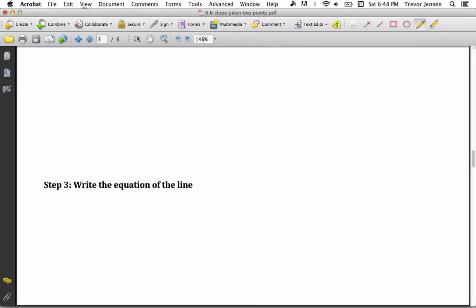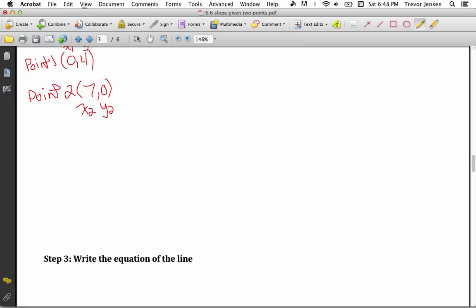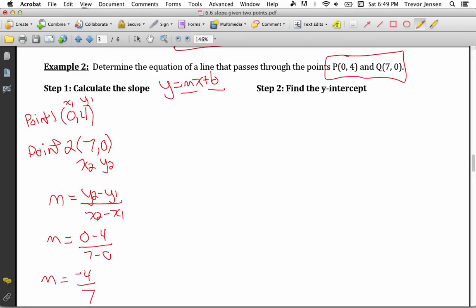Let's plug all of that into our equation for slope. We're finding slope right now. So we need to plug that into our formula for slope. Slope equals y2 minus y1 over x2 minus x1. And what we get, y2 minus y1 is 0 minus 4 over x2 minus x1, 7 minus 0. What I get is -4 over 7. And that can't be simplified any further, so that is my slope of the line.